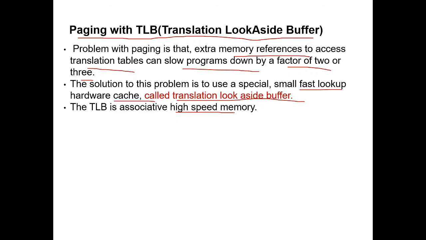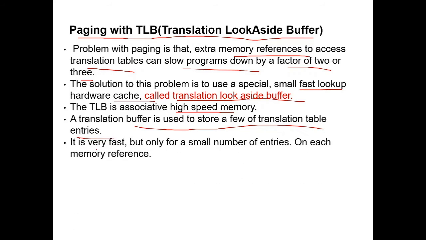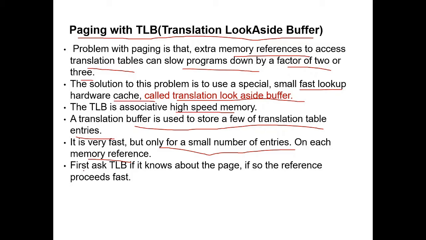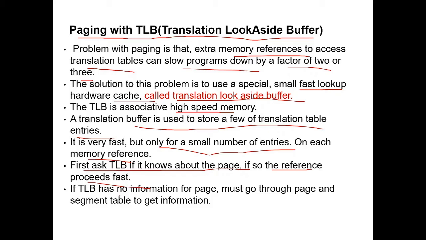It is a high speed memory. The translation buffer is used to store a few translation table entries, so it is going to store only a few entries. So it is very fast, with only a small number of entries on each memory reference. First ask the TLB if it knows about the page. If so, the reference proceeds fast. So first of all, if any page is requested, it will be searched in the TLB, and if it is available, then the user will be notified. If the TLB has no information for the page, then it will be searched in the page table.